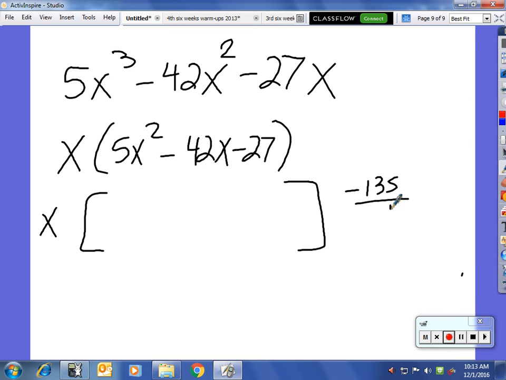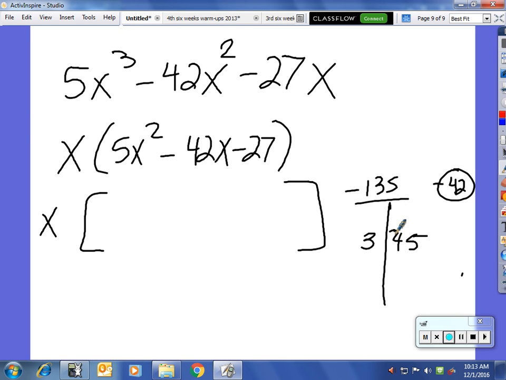Okay, now we have to think of all the factors of 135 that could add up to a negative 42. You guys work and tell me when you get to the winning pair. You've got a calculator right in front of you. Guys, this is not optional. You should be working right now. Yeah, it didn't take long to find the pair. It's 3 and 45. Now, which one has to be negative?